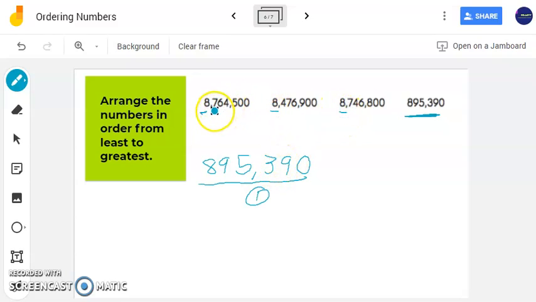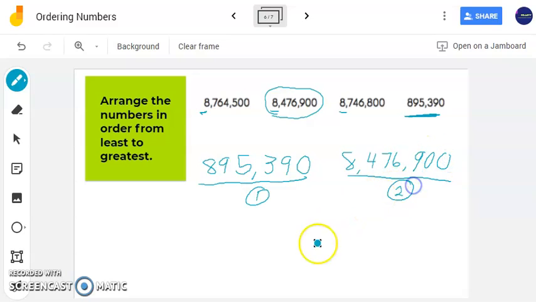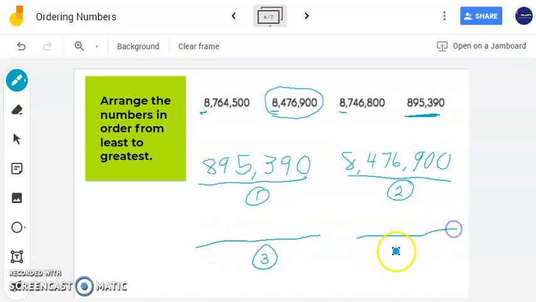Now I'm going to go to my 100,000s place. I see here's a 7, here's a 4, but here's a 7 as well. So the next smallest is going to be this number here, and that digit in my 100,000s place helped me figure that out. So now I have 8,476,900, and that's number 2. Now I need to find number 3 and number 4.